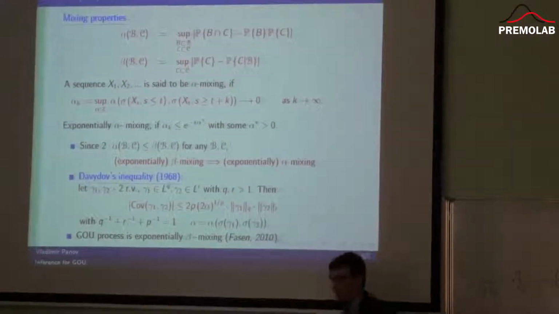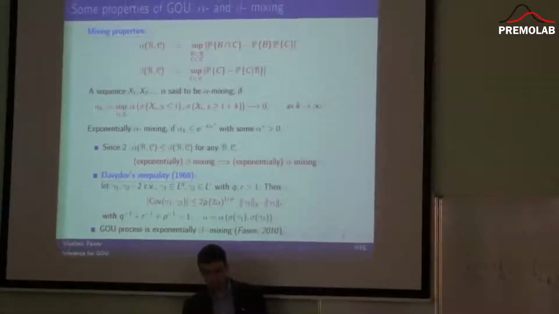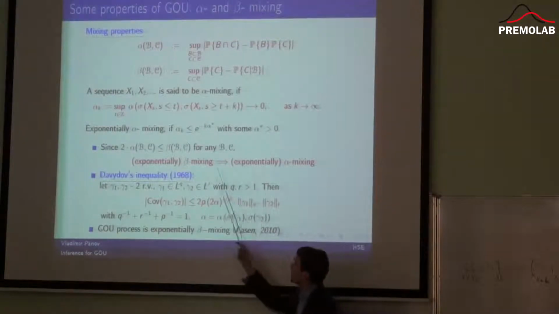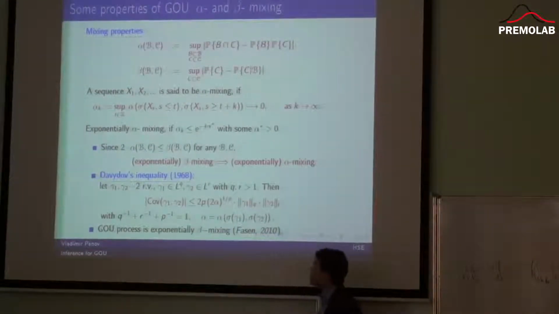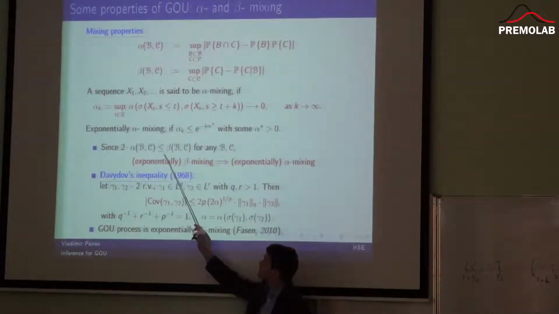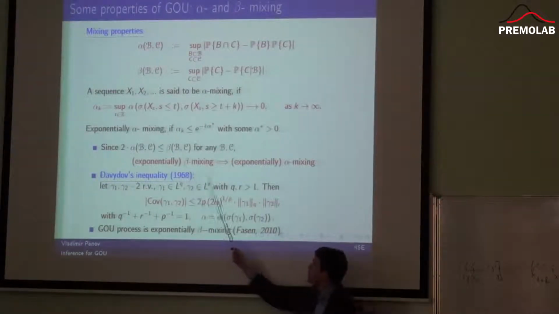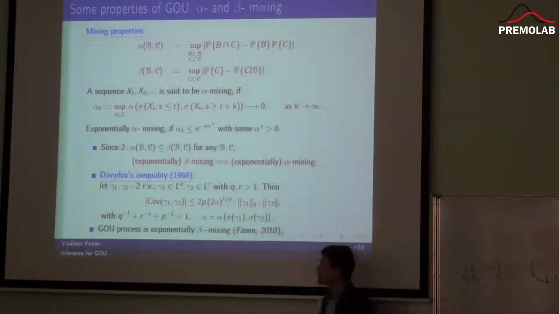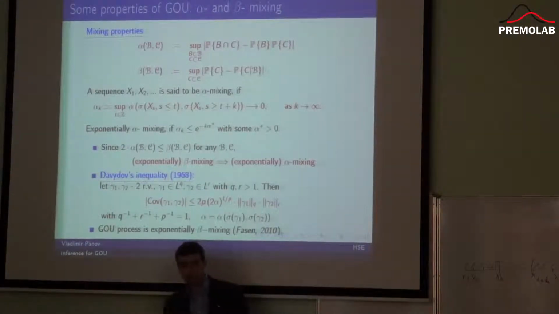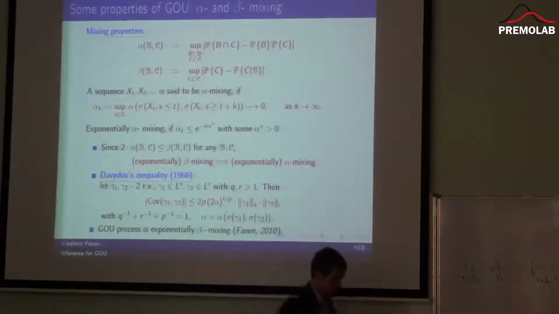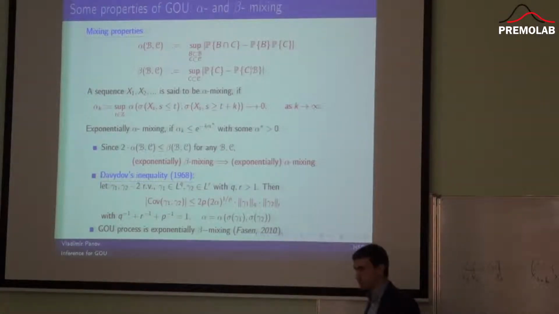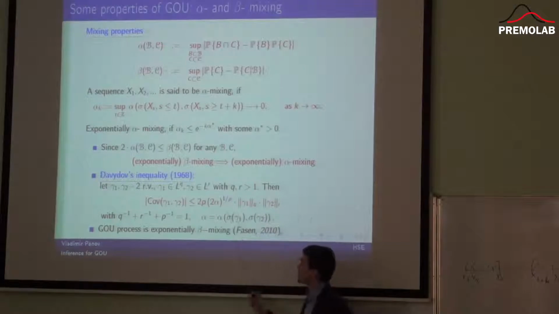Similarly, we can introduce beta mixing coefficients and exponentially beta mixing if we simply change the letter alpha to the letter beta. Since twice the alpha coefficient is less than or equal to beta, from exponentially beta mixing it follows exponentially alpha mixing. In this theory there is one inequality which is quite useful for practical reasons. This inequality is called Davydov's inequality, in honor of Yuri Davydov, who was a guest of our laboratory a couple of months ago.